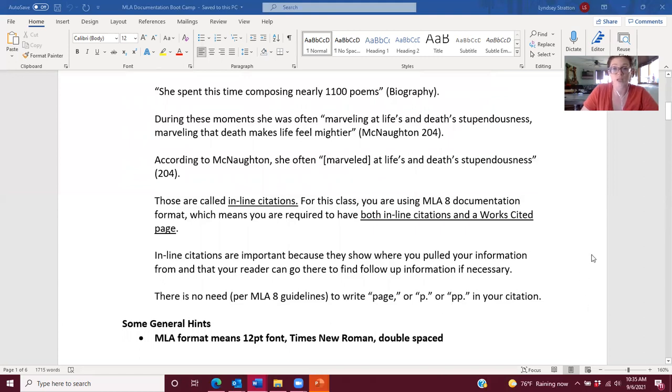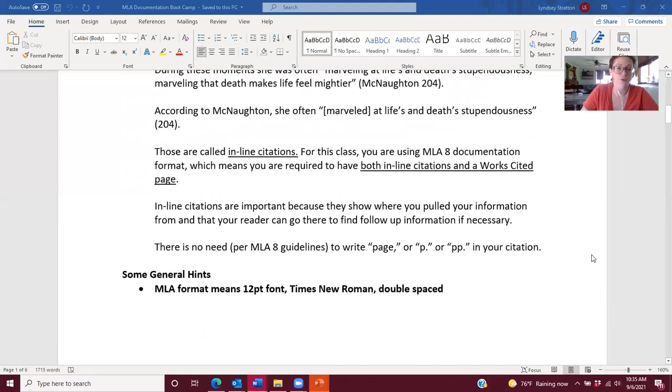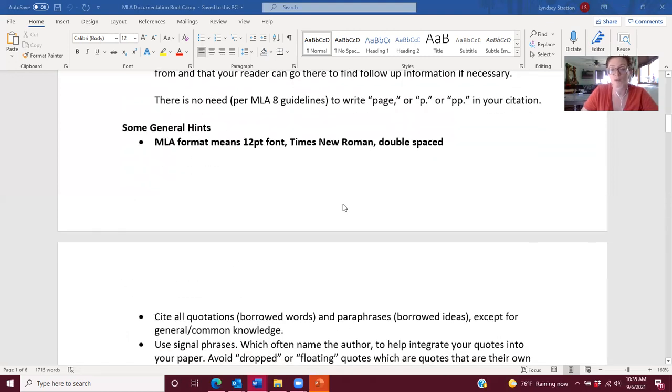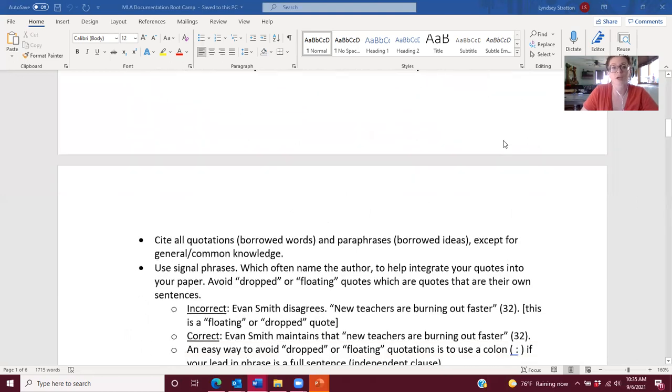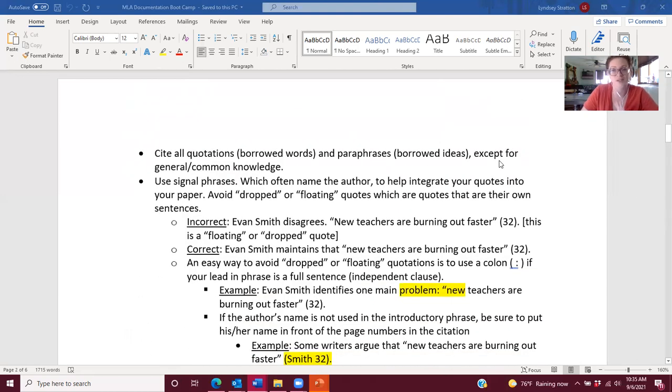It's just the author's last name and page number, no comma. Okay, so general hints that we already talked about: MLA format, 12-point font, Times New Roman, double spaced. Cite everything. Just cite it all.